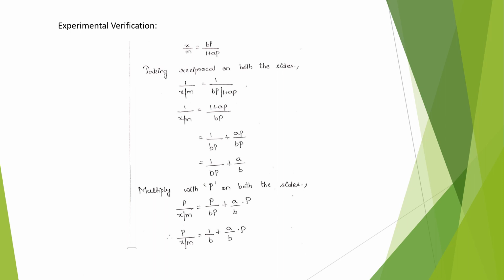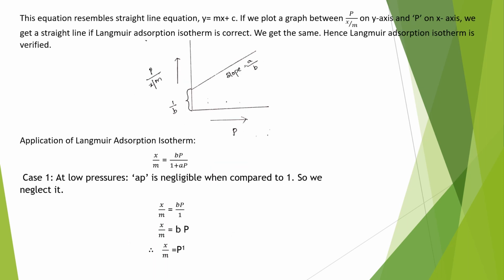Therefore, P by x by m is equal to, again here P gets cancelled. What remains? 1 by B plus A by B into P. So the above equation resembles y is equal to mx plus c, which is a straight line equation, as you all know.